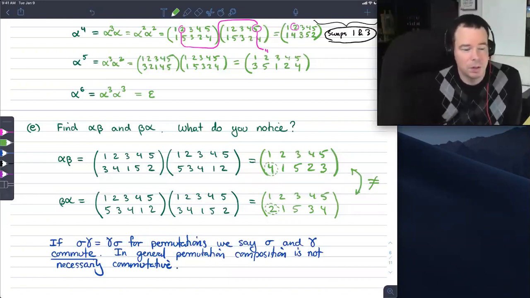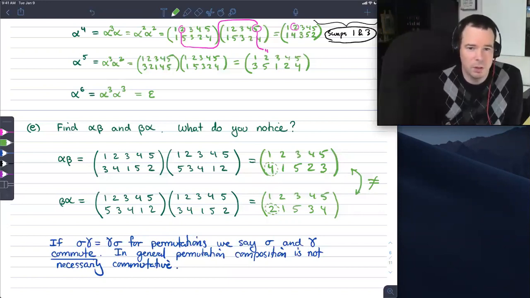Yeah, that's a good observation. When they are inverses of each other, they will commute. Yep, if you multiply a permutation to its inverse, it doesn't matter which side you multiply the inverse to. It's always going to be equal to the identity, and so they will commute. There's also another way that they would commute.